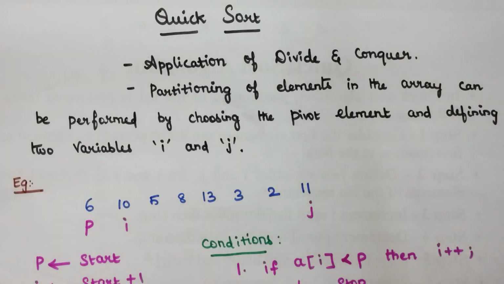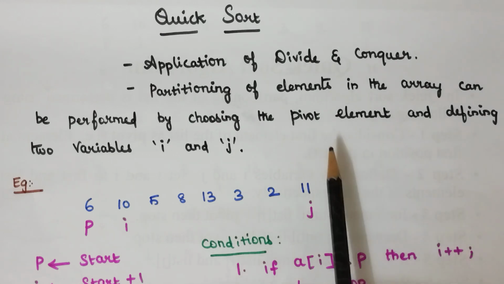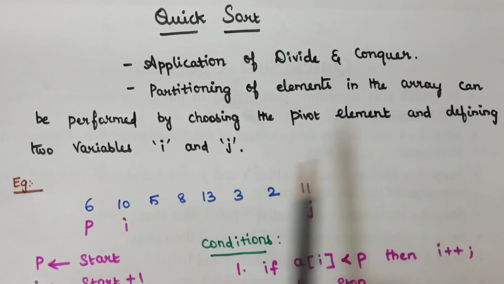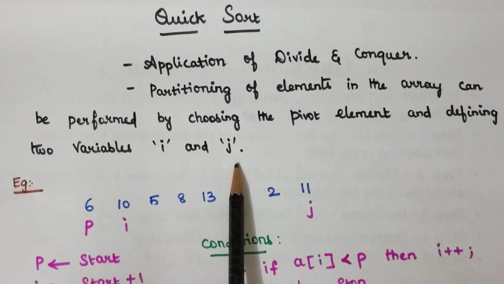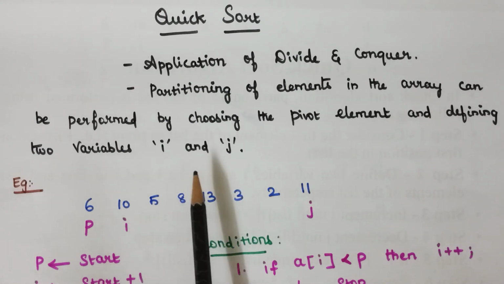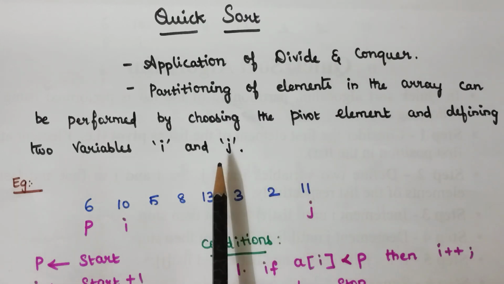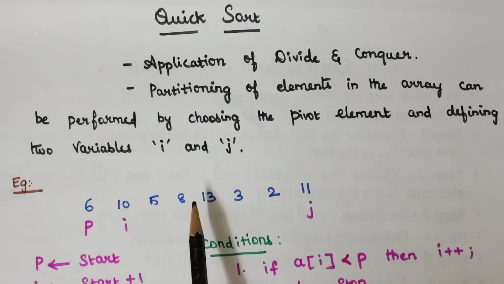Hello all, welcome back. This video is all about the QuickSort algorithm, which is again one of the applications of the divide and conquer method. Here in QuickSort also we are going to apply divide and conquer, where the partitioning of elements in the array happens based on the pivot element, and we are going to define two variables: one is i, the other one is j, which indicate the index values of the array. Based on this we partition the elements of the array, and then we perform sorting. Now let's see this with an example.